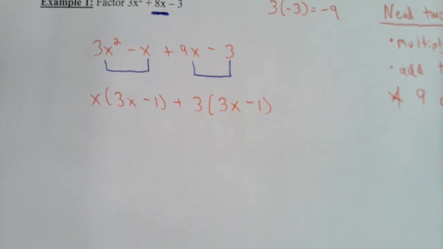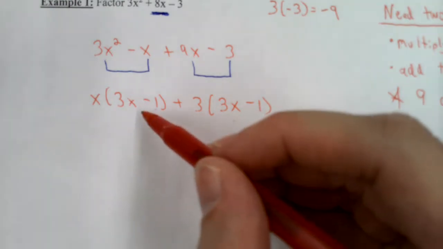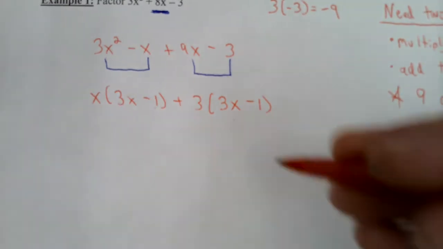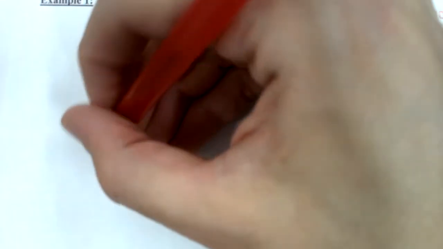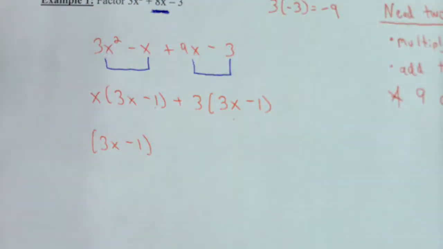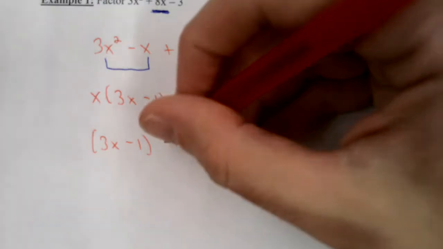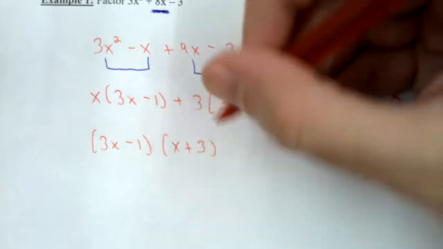Now, at this point, the parentheses should match. See how those parentheses match those parentheses? So what you do is you factor that out now. That's the common factor. That gets factored out to the front, and everything else left over, in this case x plus 3, comes in the second set of parentheses.